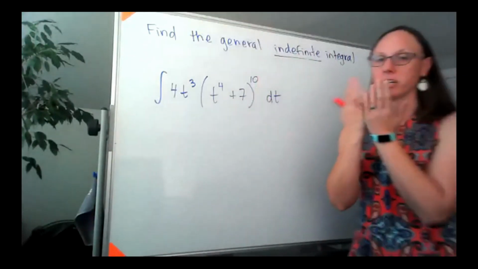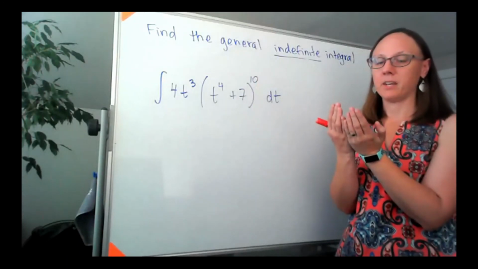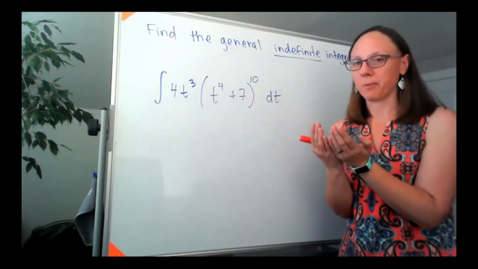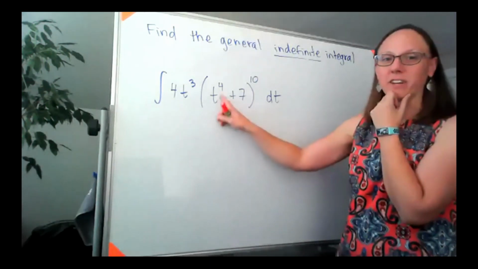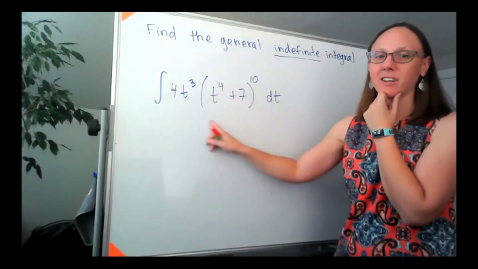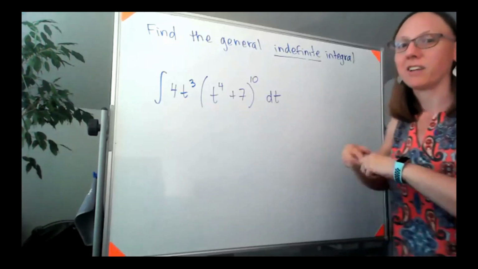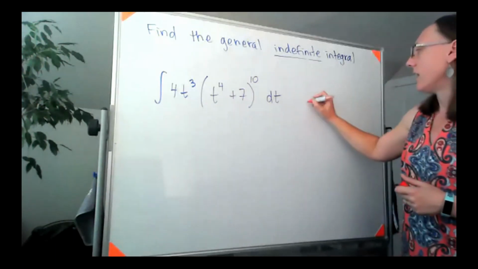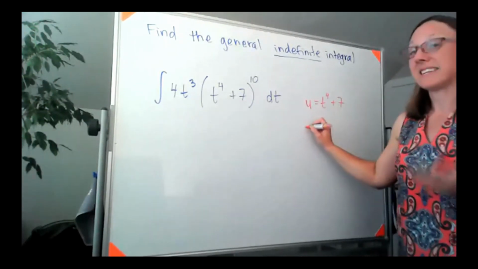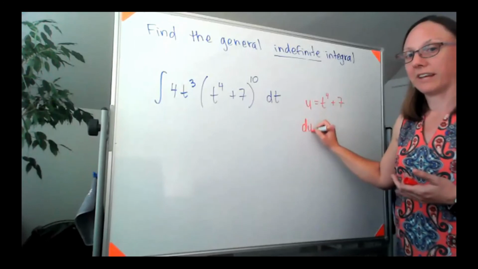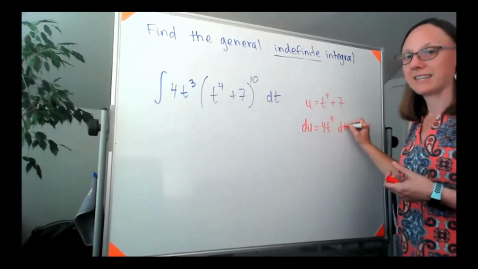So I'm going to pull out my dictionary. And in my dictionary, I'm going to say, does the derivative of one part equal another part? Why, yes, it does. The derivative of t to the 4th plus 7 is equal to 4t cubed. So I'm going to build my vocabulary list over here. And if u is equal to t to the 4th plus 7, then that differential form of my derivative would look like du is equal to 4t cubed dt.